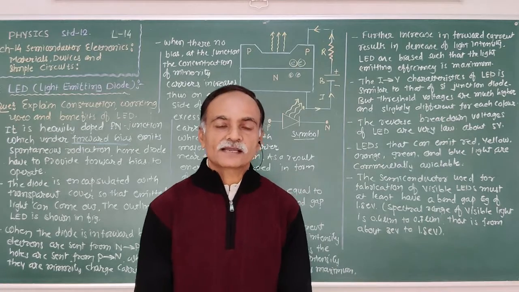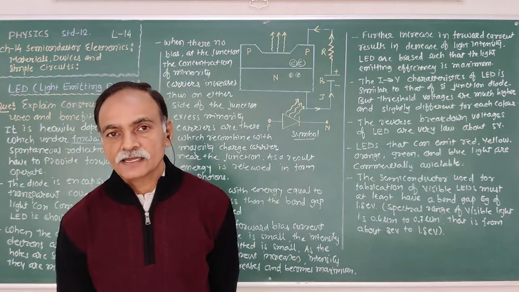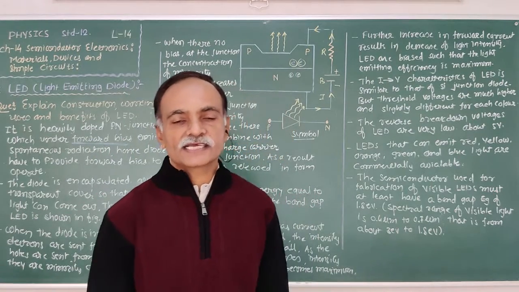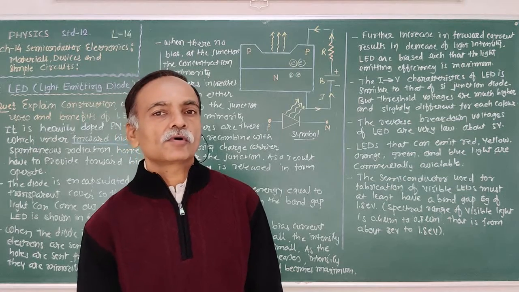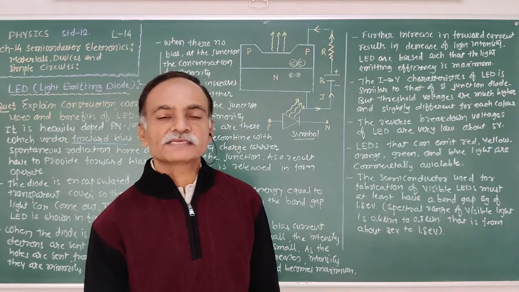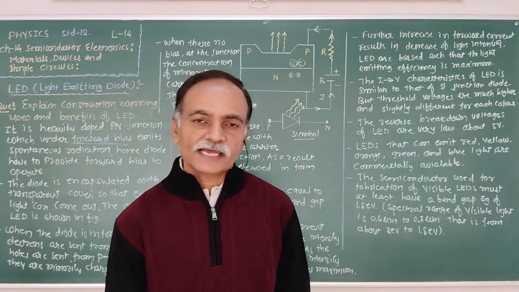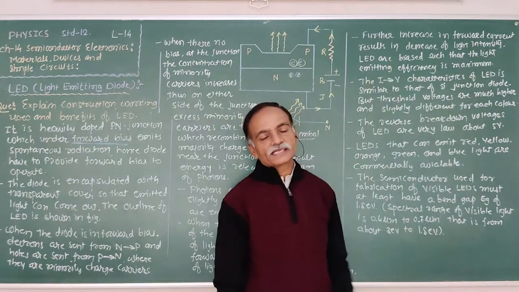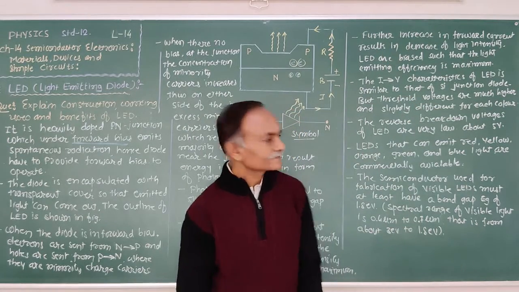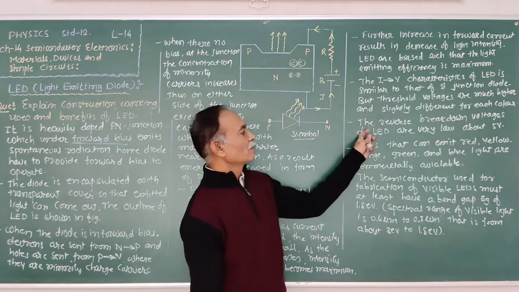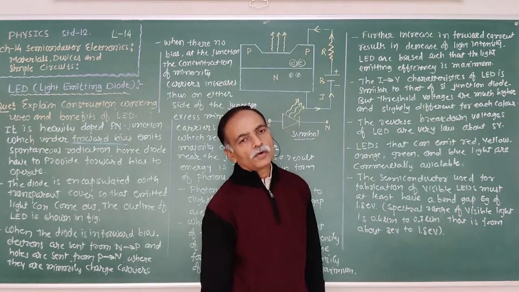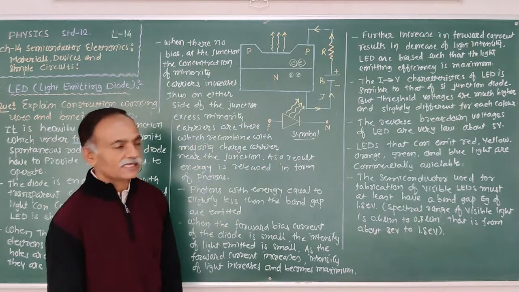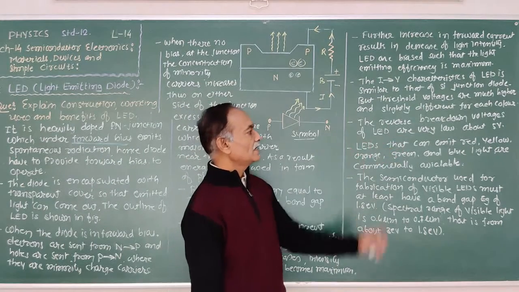LEDs of different colors are available in this season. During Diwali and also Christmas, we use series lights with different colors. All these bulbs are light emitting diodes, that means LEDs. Different colors of LEDs are available, and the threshold voltages are slightly different. The reverse breakdown voltage of an LED is very low, about 5 volts.